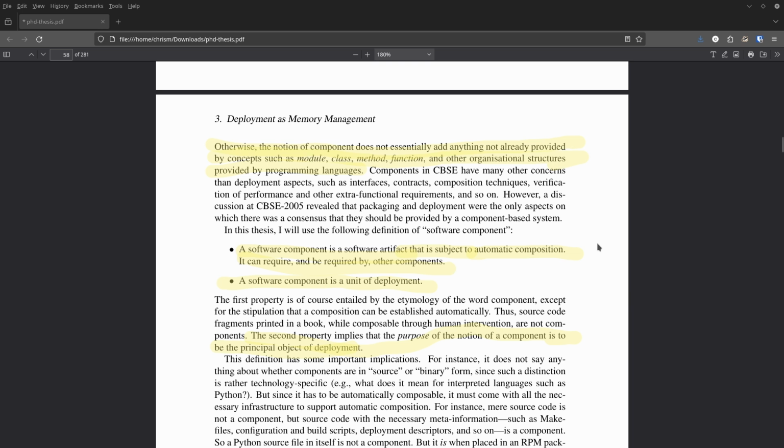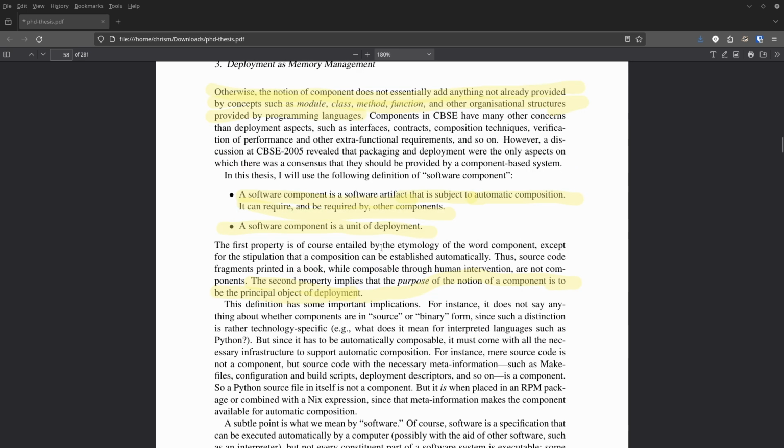A software component is a software artifact that's subject to automatic composition. It can require and be required by other components. And a software component is a unit of deployment. The first property is, of course, entailed by the etymology of the word component, except for the stipulation that composition can be established automatically. He's making the distinction between something built to be composable and just source code printed in a book. The second property, meaning a software component is a unit of deployment, implies that the purpose of the notion of a component is to be the principal object of deployment. So without being deployable, a component is not a component.